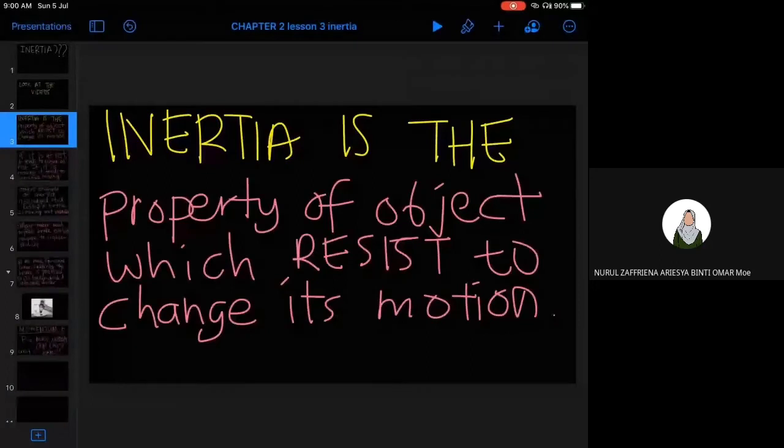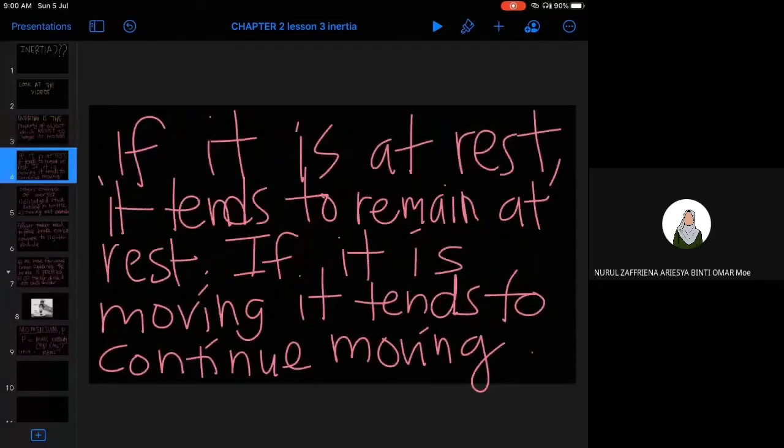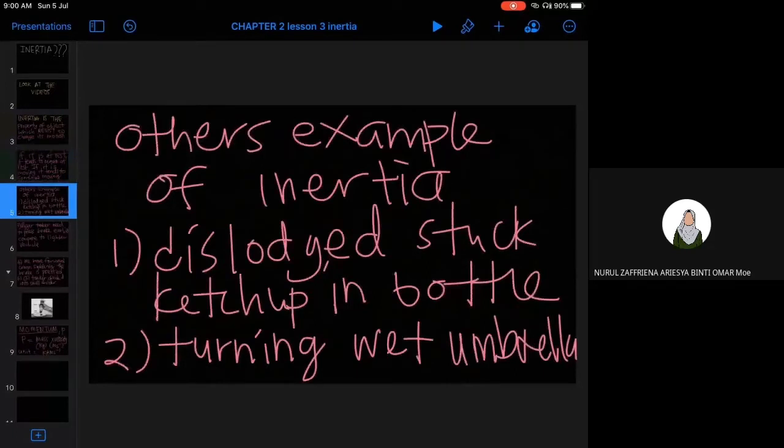So inertia is the property of the object which resists to change its motion. Okay? So kalau objek itu at rest, it tends to remain at rest. If it is moving, it tends to continue moving. Okay? Boleh? So another example, yes, anything? Alisha? Kalau kita naik boat ataupun kapal lompat, lepas tu kita lompat, macam cakap, is that considered inertia? Yes, it's considered as inertia.